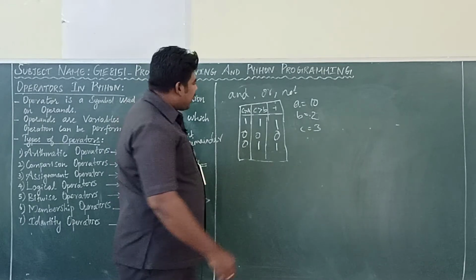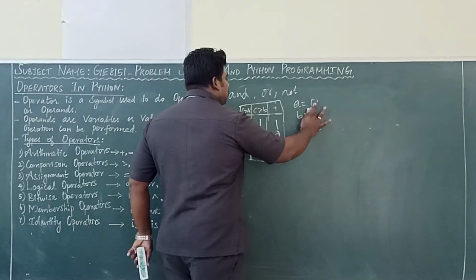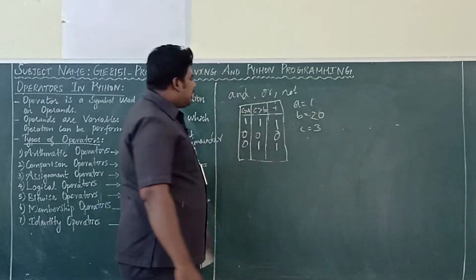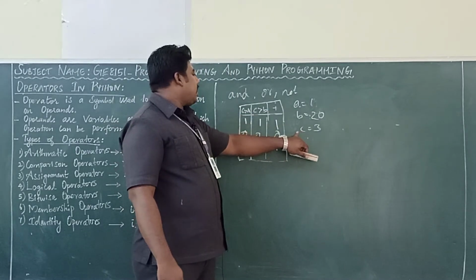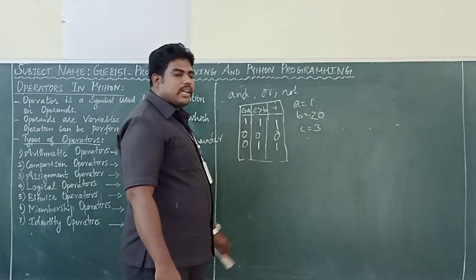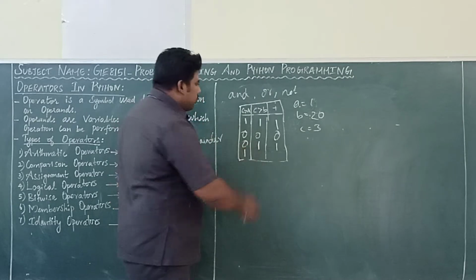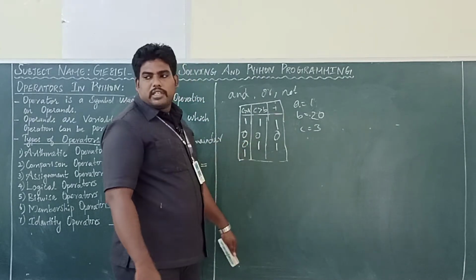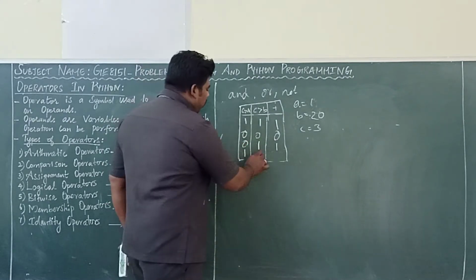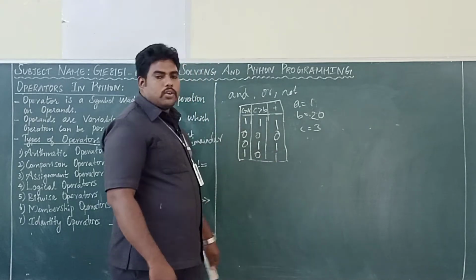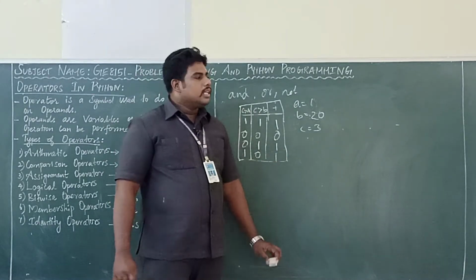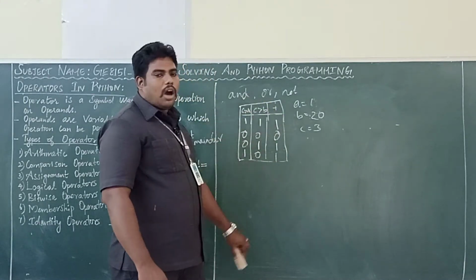Okay, so again I changed the input. 3 greater than A, condition true or false? True, so 1. 3 greater than B, condition true or false? Condition is false, so you will get the answer 1. It works like addition. This is the logical OR.